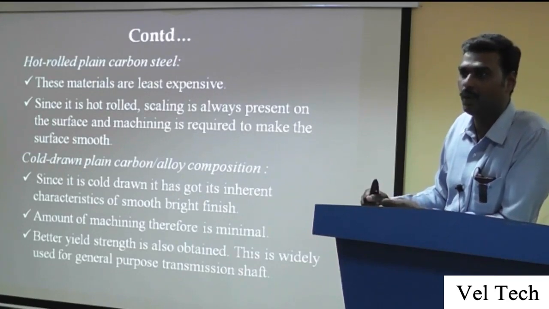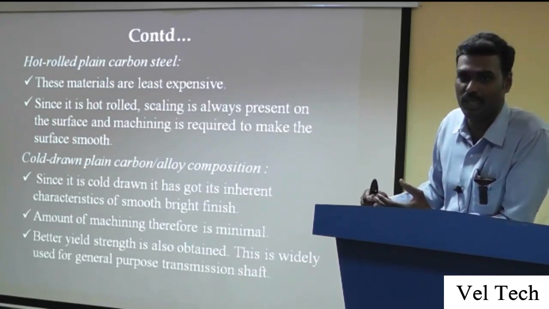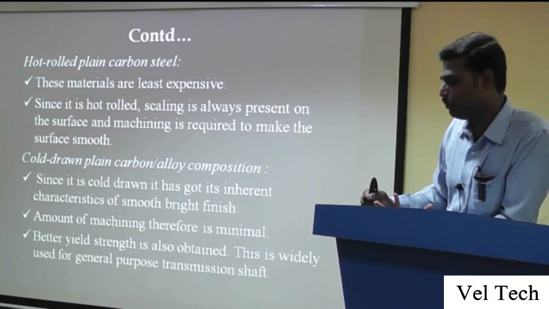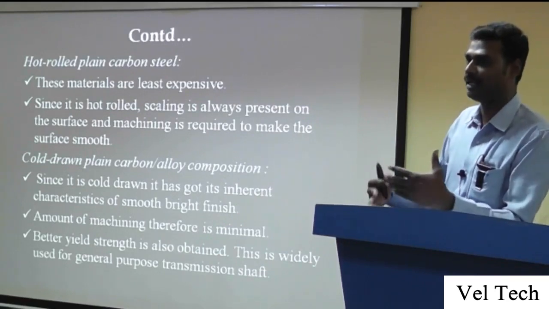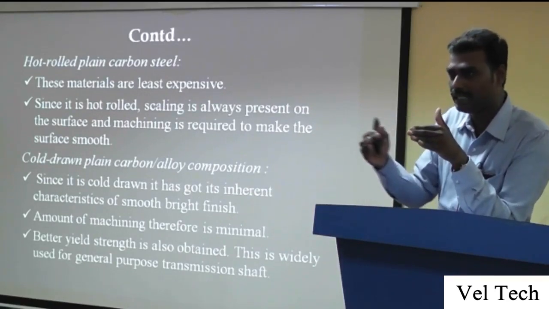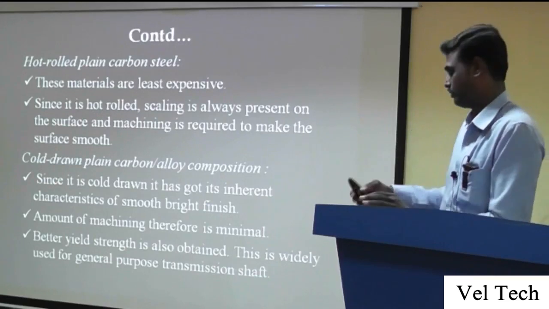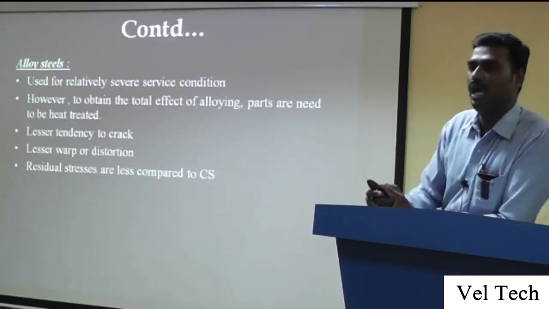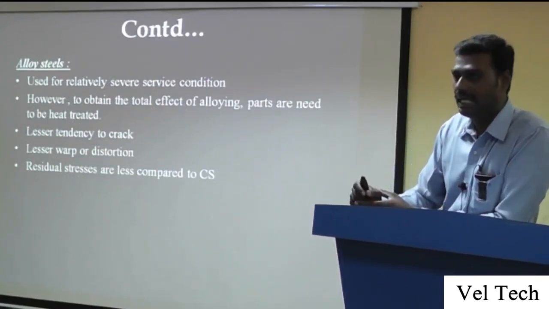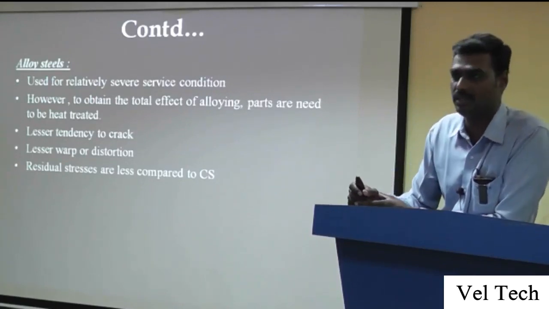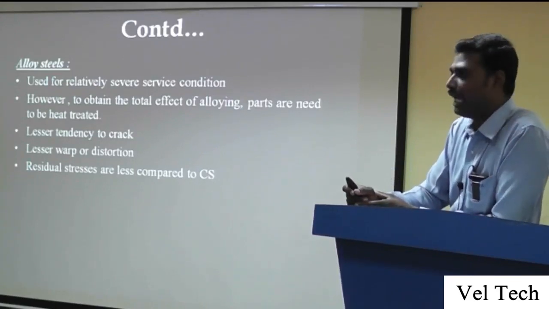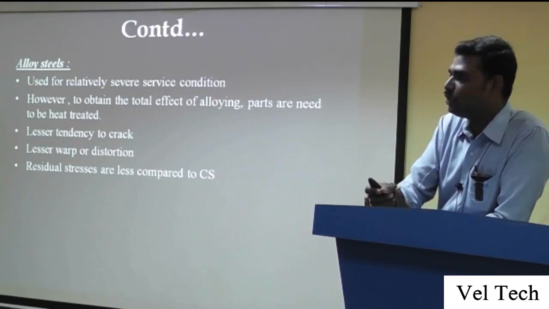Okay, next. We can use alloy steel also. So when can we use alloy steel? The first one is for relatively severe service conditions. And second, to obtain the total effect of drawing, the parts need to be heat treated. So after making the shaft, it further recommends a heat treatment process, because we are going to deploy this kind of shaft in severe applications. Your material should not break, so it recommends some heat treatment process.